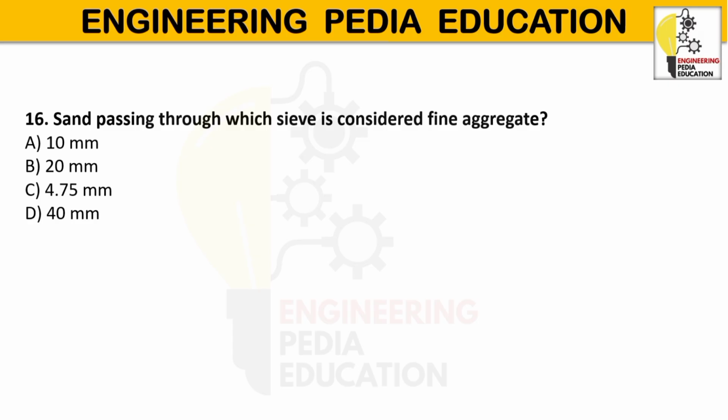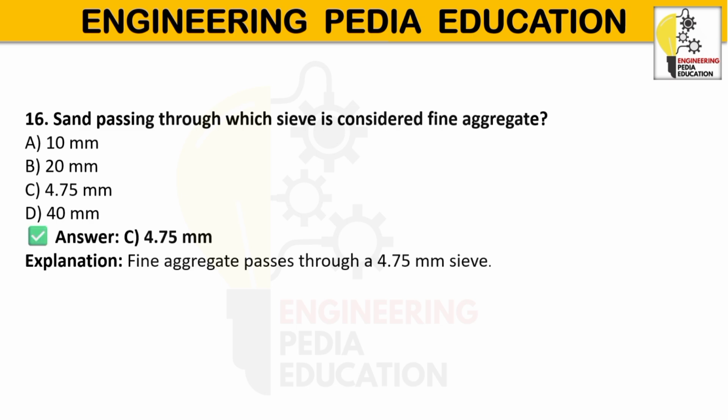Sand passing through which sieve is called fine aggregate? 10, 20, 4.75, 40. So the correct answer is 4.75. Fine aggregate passes through the 4.75 mm sieve. Sieve analysis is the test used to determine the particle size distribution and grading of fine aggregate to classify it into zone 1, 2, 3 and 4 to ensure suitability for concrete or RCC work.